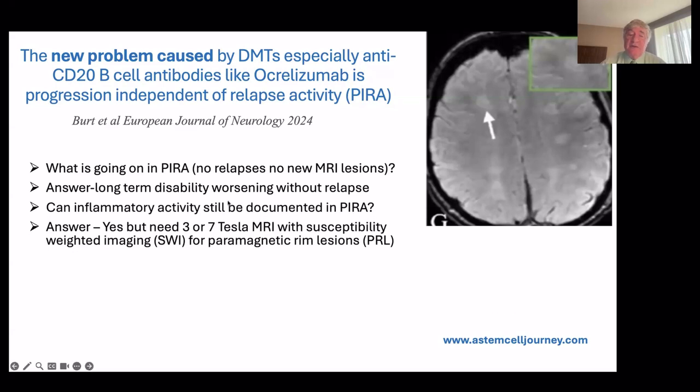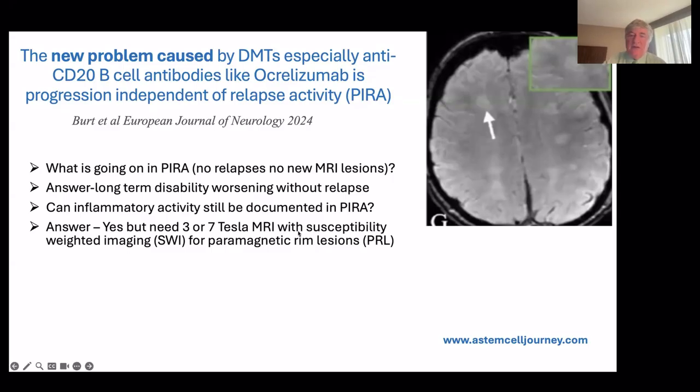So can inflammatory activity still be documented in PIRA? We think it can be. Almost all MRIs are done at 1.5 Tesla, and the reason is that those magnetic field strengths are cheaper, so everybody does it. They're very busy running MRIs all day long, you move your patients in and out, and the machines are cheaper. But the problem is they don't show you evidence of PIRA. You need a 3 Tesla or 7 Tesla. 7 Tesla is the best, and the FDA has approved 7 Tesla for imaging of MS or central nervous system disease. 3 Tesla works, though.